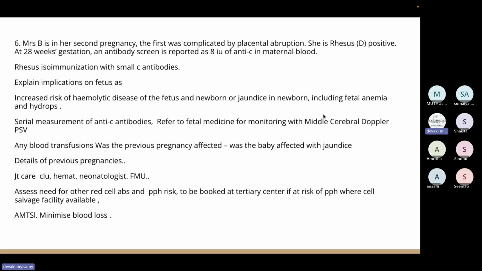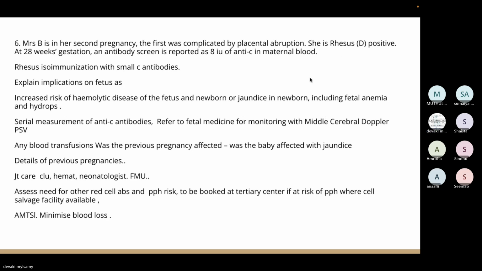Any previous history of blood transfusion, and what was the previous baby's outcome? Details of the previous pregnancy are very important here. She will be under joint care. Here, the care will be with the consultant, hematologist, neonatologist, and FMU.